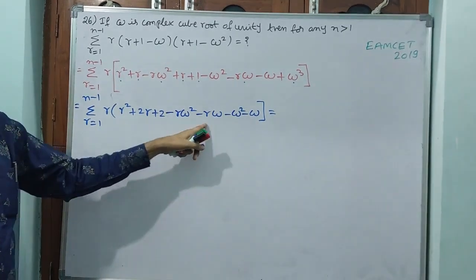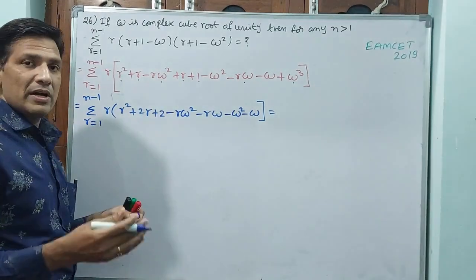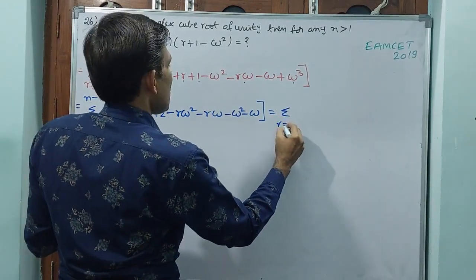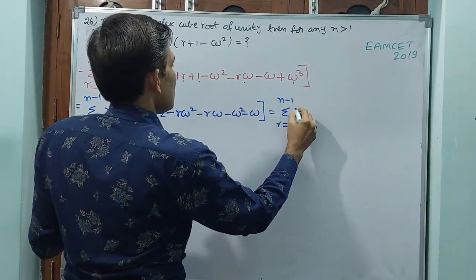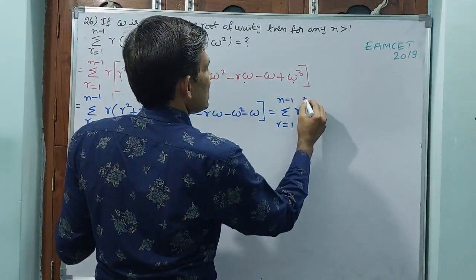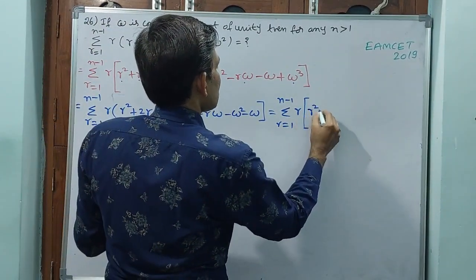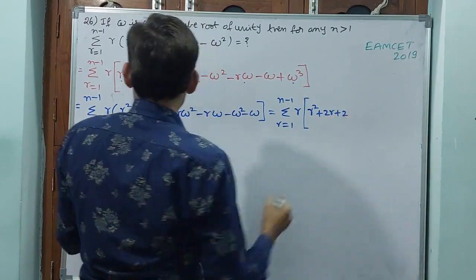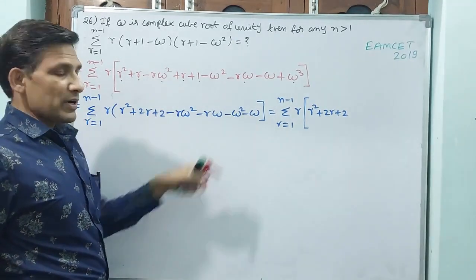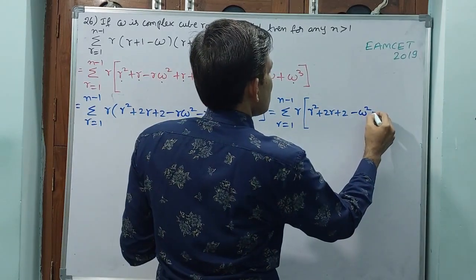Shall I take r common? R omega square omega, shall I take common? Yes, I can take common. Why? Because omega square plus omega, if you take minus 1, it is going to become. Let it be sigma r is equal to 1 to n minus 1, r outside is there. If I want to take common, then you keep this bracket rather than parenthesis. R square plus 2r plus 2. You take minus omega square, minus omega.